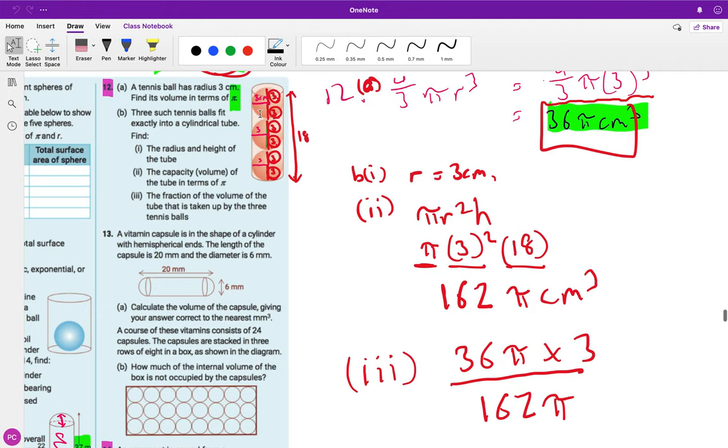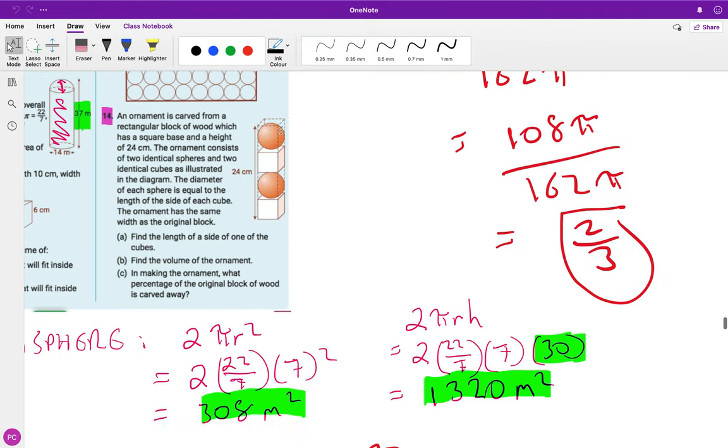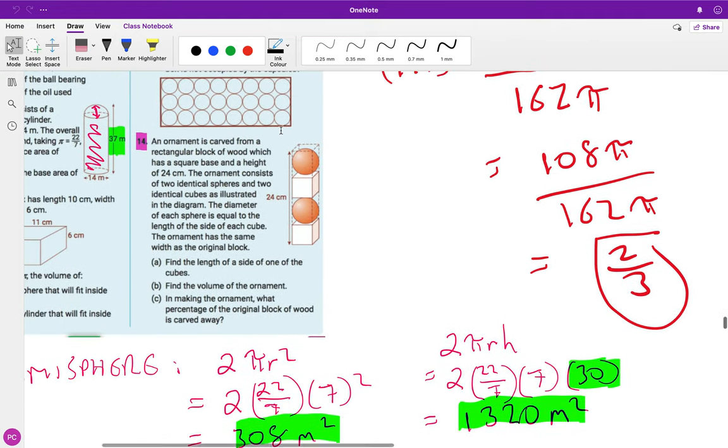You see a space in here and a space in here and a space around the top and so on and so forth. Even though they fit exactly in, there's still spaces because of the shape. Last one, guys.